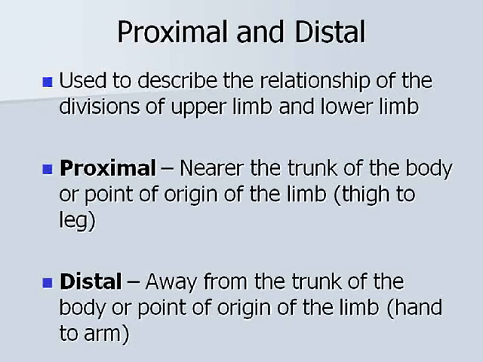Distal. My knee is distal to my hip. My knee is farther from the trunk of my body, okay? My knee is what to my ankle? Proximal. My knee is proximal to my ankle. My knee is closer to the trunk of my body than my ankle. So again, only use them when you are in the upper and lower limbs.